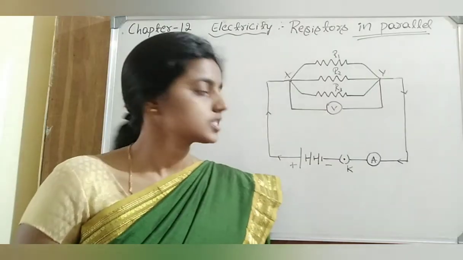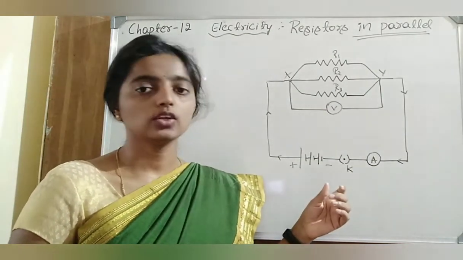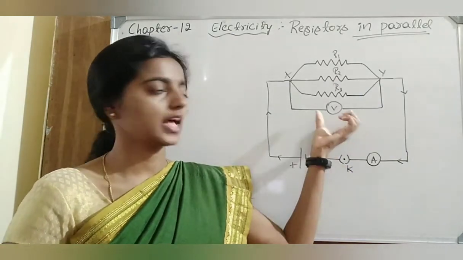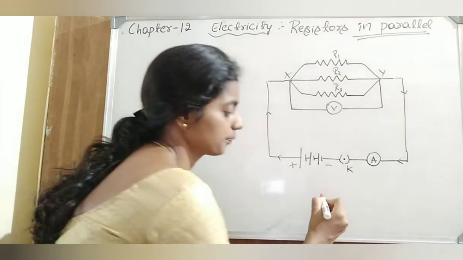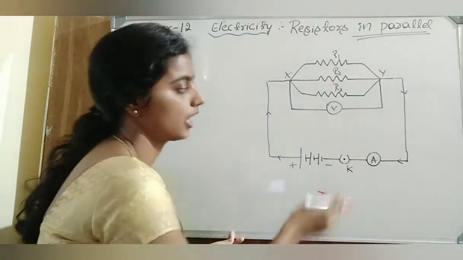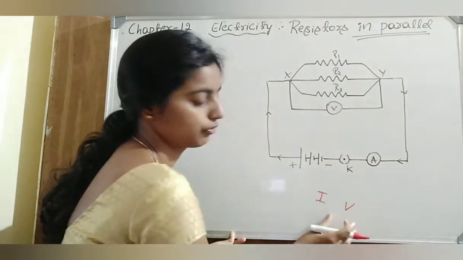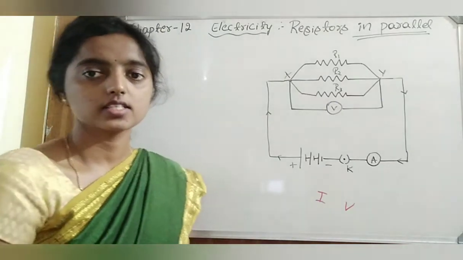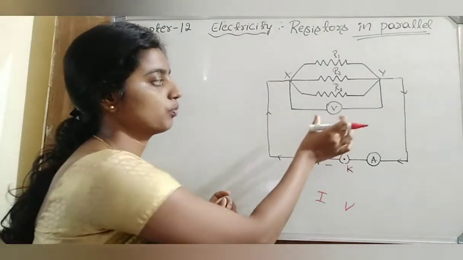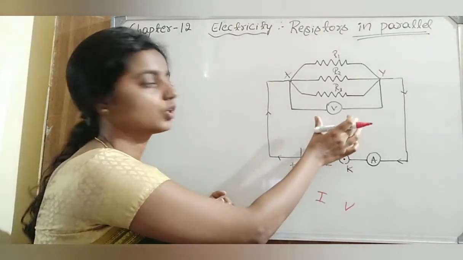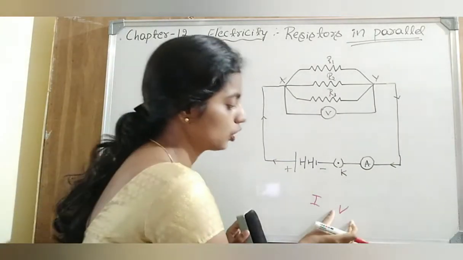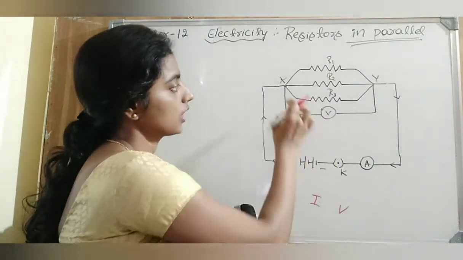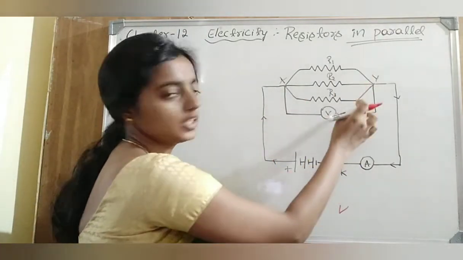The first step is to plug the key and note down the ammeter reading as well as the voltmeter reading. Let our current be I, this is our first reading, and the voltmeter reading be V. And in the second step, now we'll just see the potential difference, that is the voltmeter reading. Now we took the voltmeter reading which was connected across the three resistors.